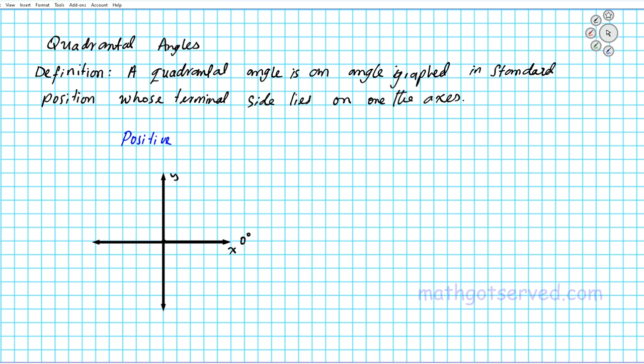Now we're going to draw the next one. If we rotate 90 degrees, it takes us to the next quadrantal angle. So what you want to remember is that the direction of rotation impacts the sign.